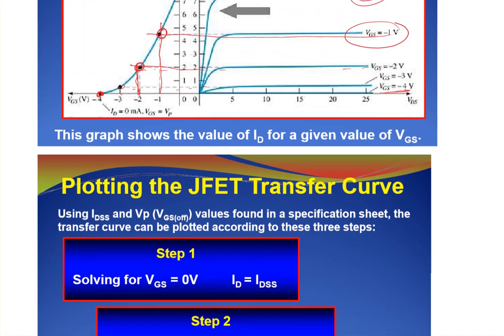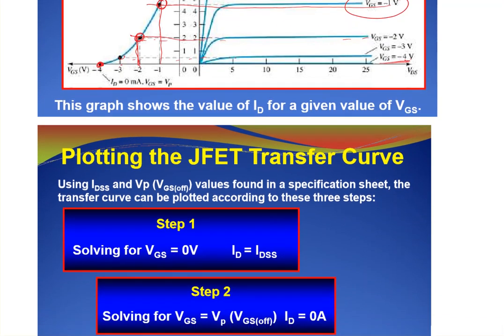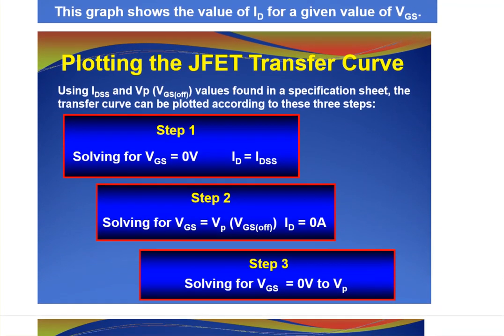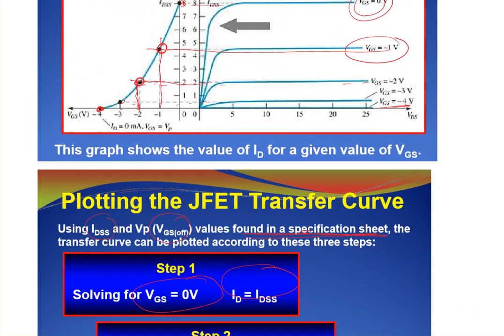So if I would like then to plot the JFET transfer curve using my IDSS and VP, which are values usually given in a specification sheet, the transfer curve can be plotted as follows. First thing, we start by saying, okay, we have VGS equal to 0. That's number 1. I will go and calculate what ID is from this equation here.